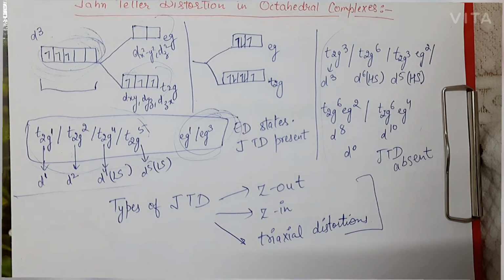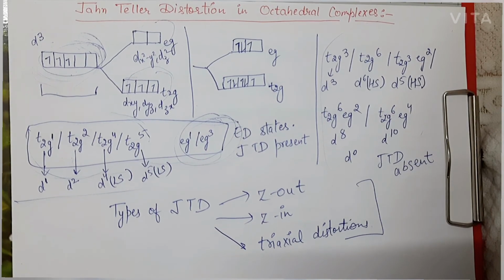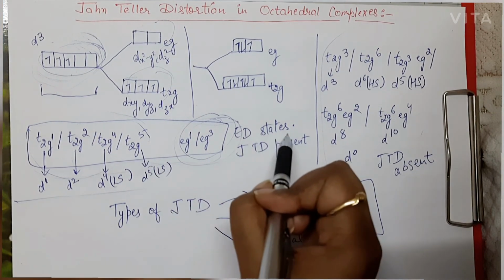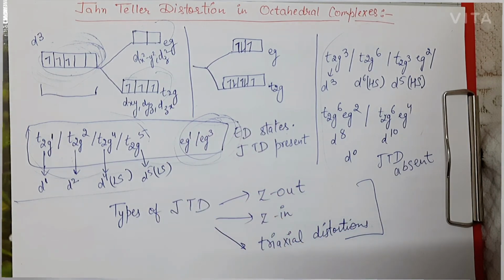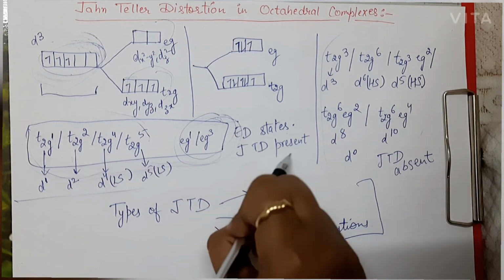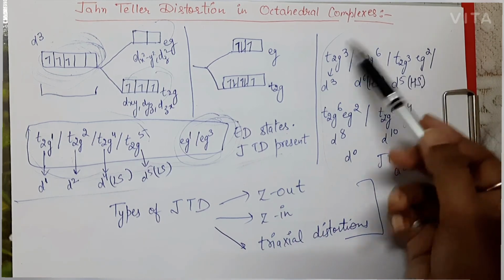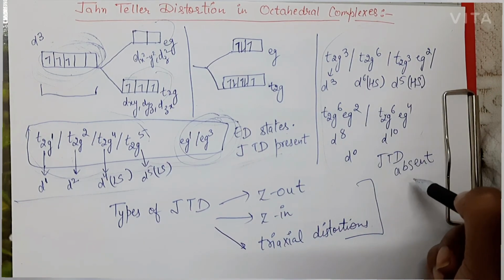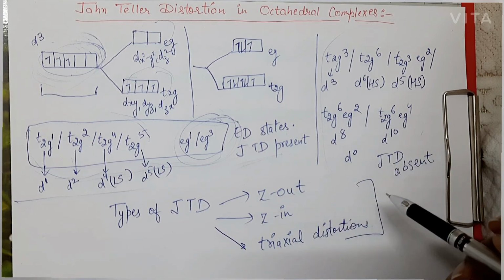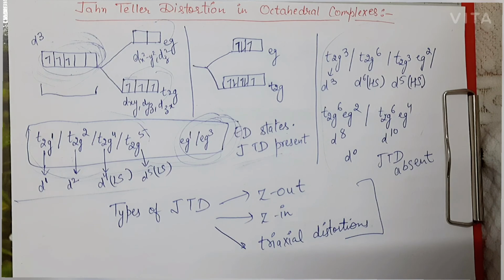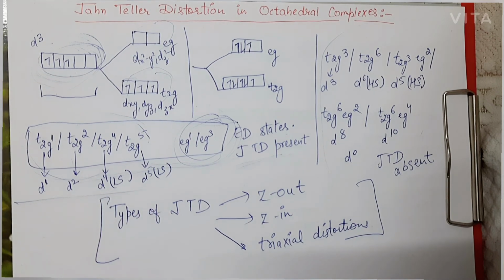So far I hope this is clear, what Jahn-Teller distortion is, right? Where we are going to find Jahn-Teller distortion: the places where we have electronically degenerate states, that is, the compounds in which the orbitals are unsymmetrically filled. In those cases we are going to find Jahn-Teller distortions, and in the cases where we have symmetrically filled orbitals, Jahn-Teller distortion will be absent. The types of Jahn-Teller distortion are Z out, Z in, and triaxial distortions. In the next video we will discuss these types.